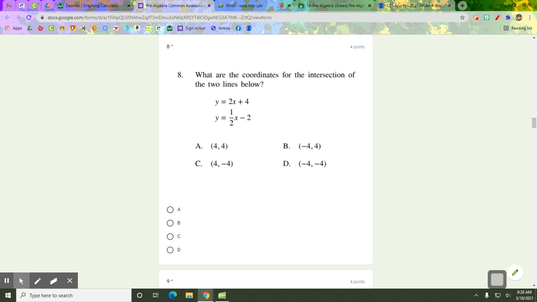Okay, number 8, Desmos. What are the coordinates for the intersection? Type those in, it'll give you your intersection points. Did you put this in right? Type in the top one. Then it gives you a line. Then you type in the second one, and then it gives you your intersection point.